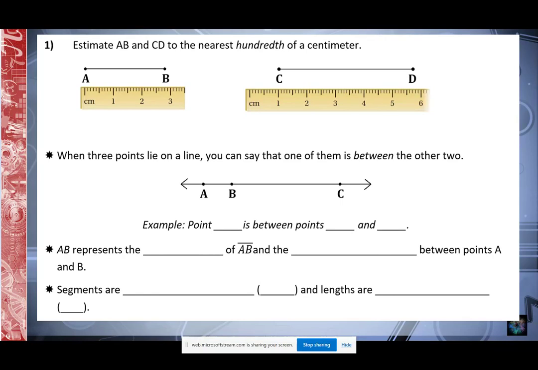So we're going to estimate AB and CD to the nearest hundredth of a centimeter. I say hundredth because my markings are tenths. So you go one more decimal place beyond what your markings are.